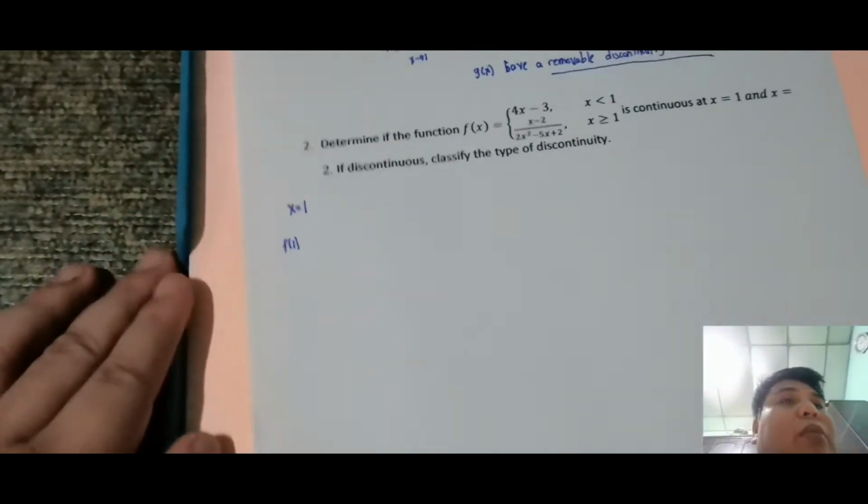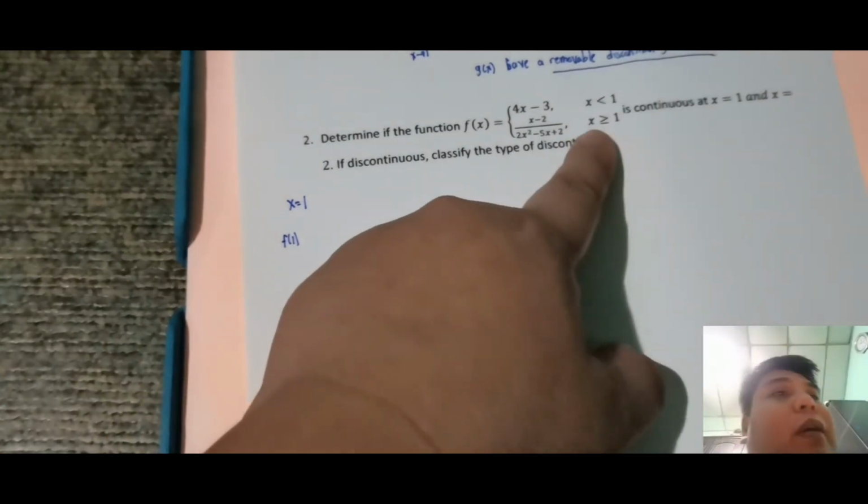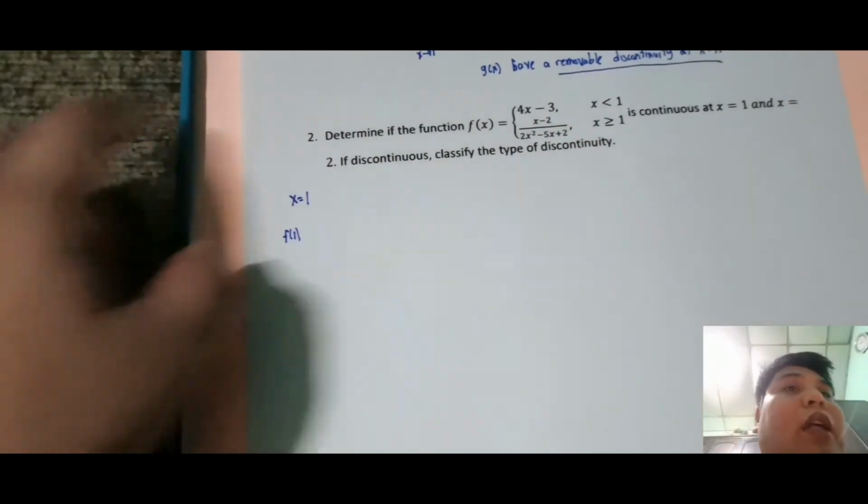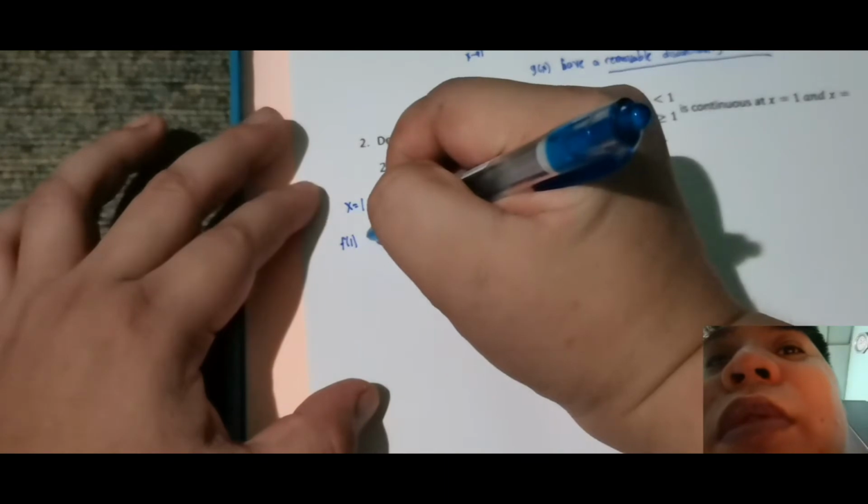So, what is f of 1? Saan papasok sa f of 1? Probably dito sa pangalawa, kasi dyan yung may equal. Okay, f of 1 is equal to.